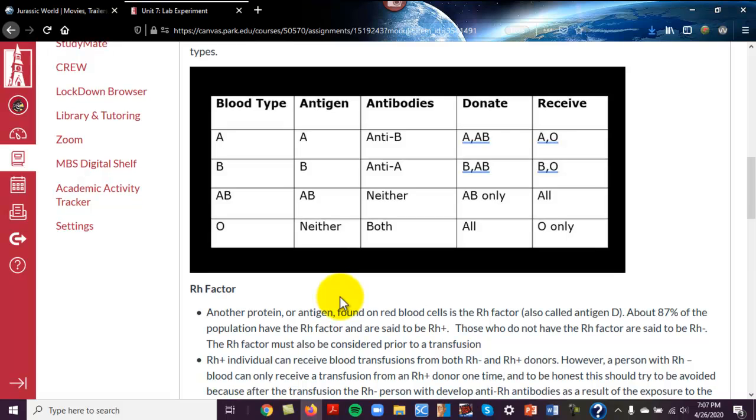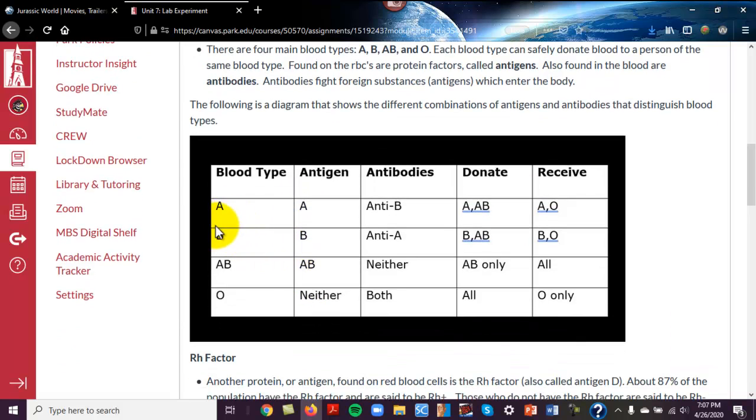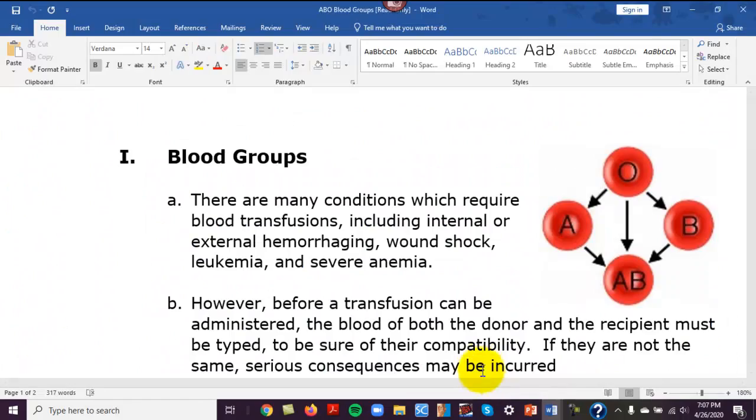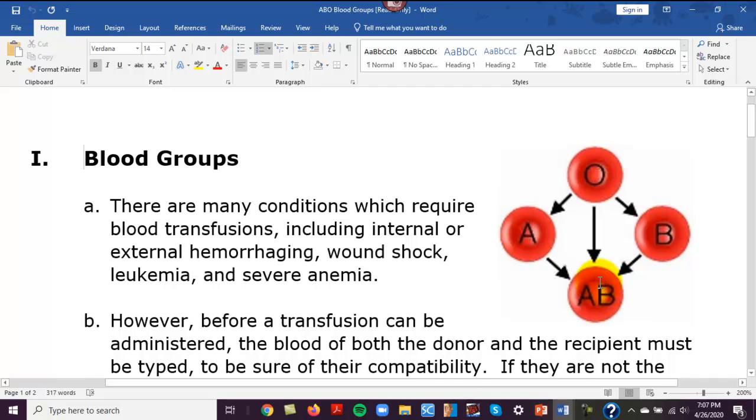Who can a person donate to as far as blood type goes, and then who can that person receive blood from? So in other words, here, if you're blood type A, who can you donate to? A and AB. Who can you receive from? A and O. So let's go over that real quick, and I'll go through every step of this. On the blood groups, I did cover this briefly in the other lecture video, the last one.